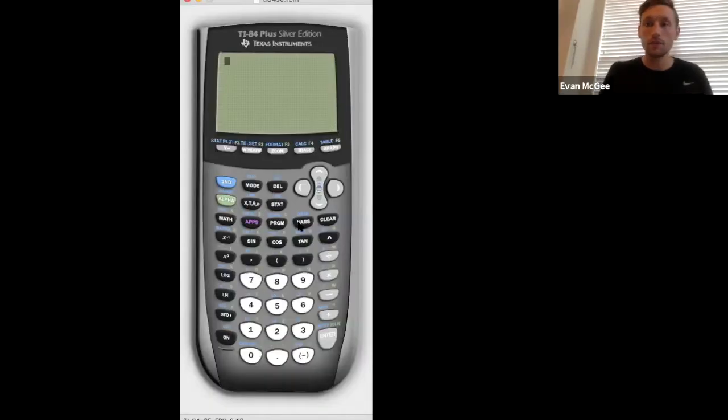To generate a random number between 1 and 16, I'm going to do math, probability, go to randInt. Lowest number is 1, comma, largest number is 16. So I get number 16, number 15, number 3, and number 9. So I'll copy those over to my paper: 16, 15, 3, and 9.